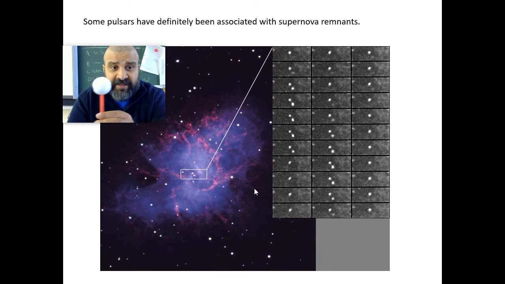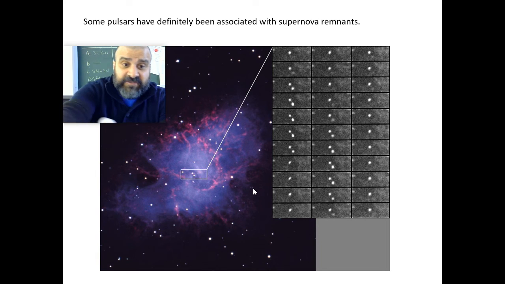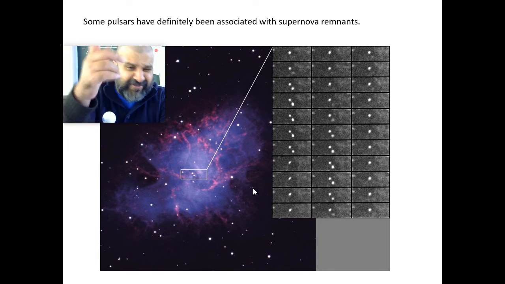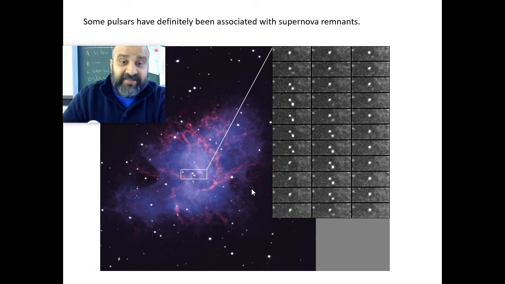It's following the lighthouse model. It's spinning, and because of its spin, sometimes we get a flash, sometimes we don't. Then we get a flash, and then we don't. That's what this image here is showing.